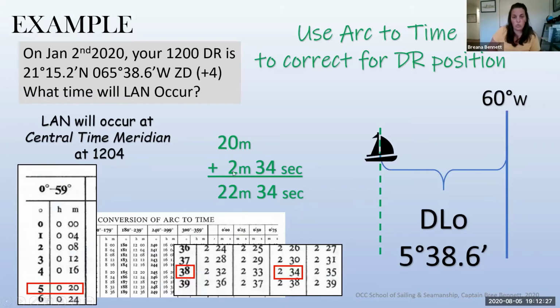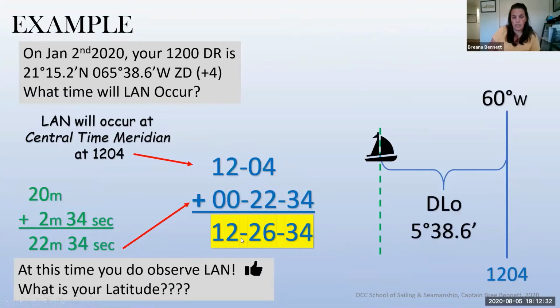So we have 22 minutes as our difference of time between these two. So if this one happened at 12:04, it's going to be later. So I'm going to be adding that 22 minutes. So I get 12:26 of when my actual LAN will occur for me.